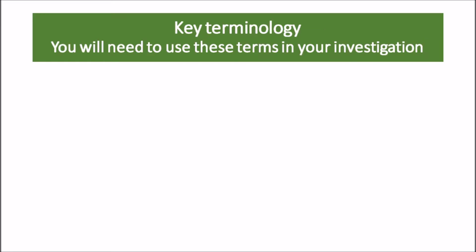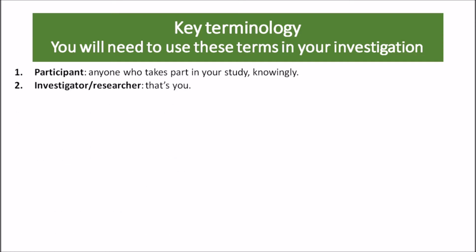So your key terminology, I'm just going to go through this first. There's more, but these are the basics of what you need to be using when you're writing up your experiment. So firstly, anyone who takes part in your study and is aware of it, you're going to call a participant. Okay, so if you do end up doing interviews or somehow getting people together, if they know they're involved in your research investigation, then you can call them a participant. The investigator or researcher is you, so that's how you can refer to yourself. Give yourself a nice posh title.